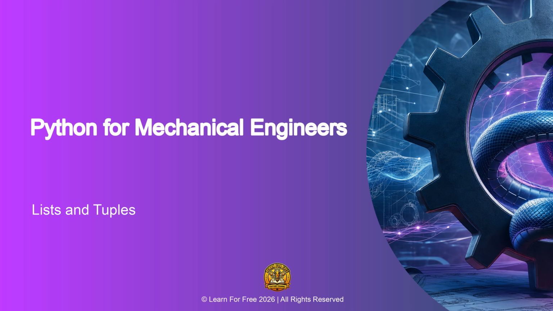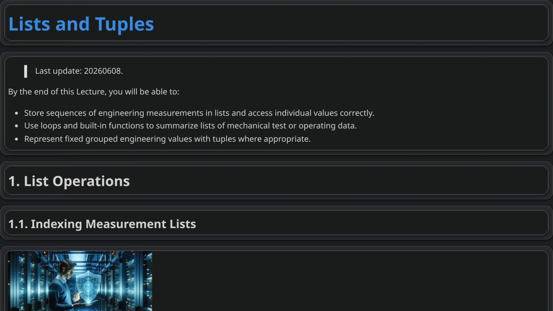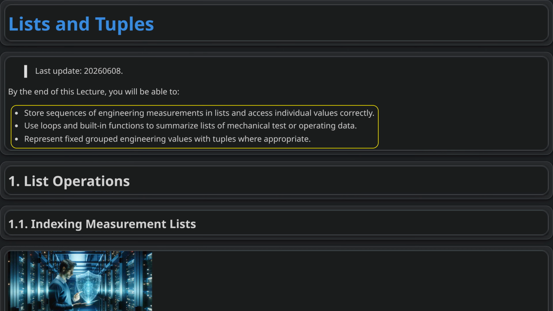Module 3, Lecture A, Lists and Tuples. By the end of this lecture, you will be able to store sequences of engineering measurements in lists and access individual values correctly, use loops and built-in functions to summarize lists of mechanical test or operating data, and represent fixed grouped engineering values with tuples where appropriate.